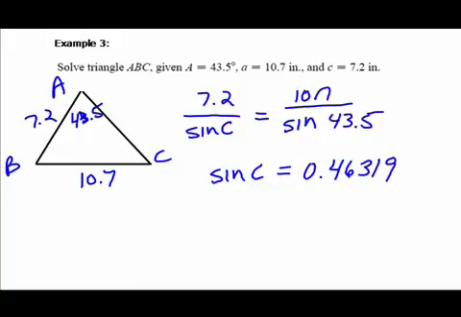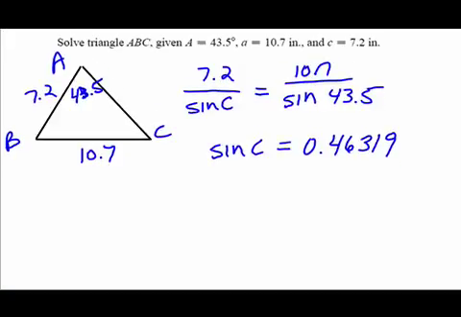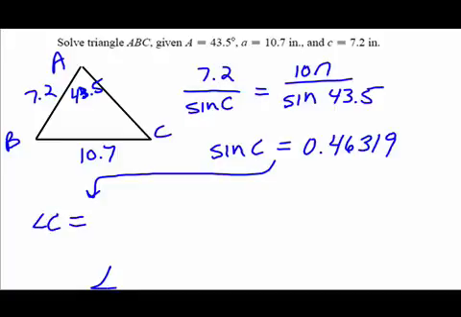So far it doesn't look like there's any difference between now and what we did in the last problem. I got this sine, it's positive, so I should end up with two angles, and we will. Let's do the quadrant one angle first. If you ask your calculator inverse sine 0.46319, you'll get an angle C of 27.59.